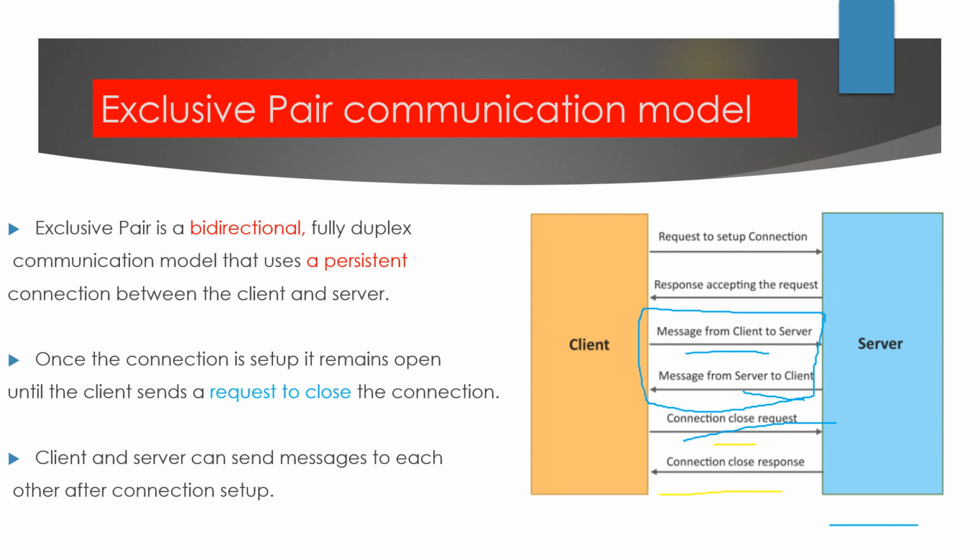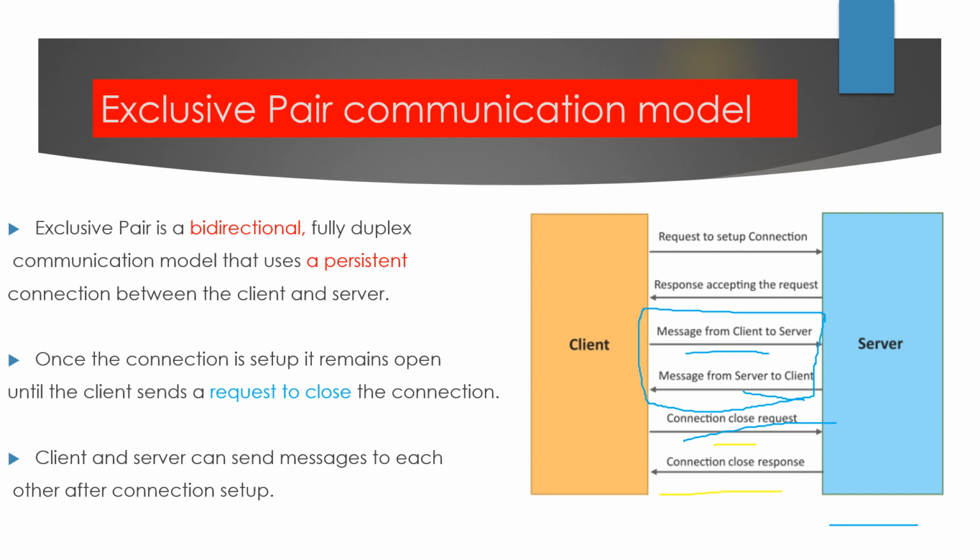Alright, so coming to the points which are listed here, exclusive pair is bidirectional, that is fully duplex, so client and server can talk at a time. It is not needed that only at a time the client should talk, or only at a time the server should talk. They can talk simultaneously. So it is like a telephone communication, we can say. Fully duplex means both way communication or bidirectional communication, and the model uses a persistent connection between the client and the server. And once the connection is set up, it stays open until the client sends a request to close.